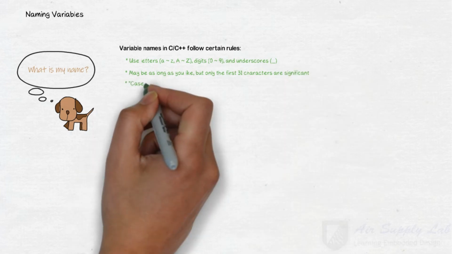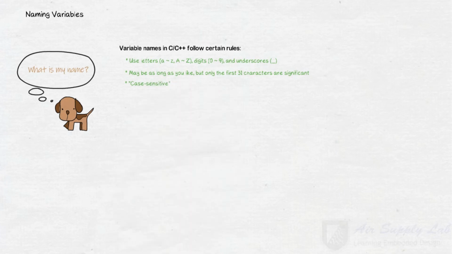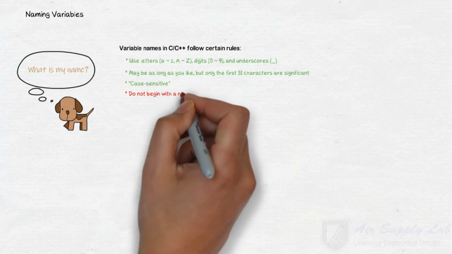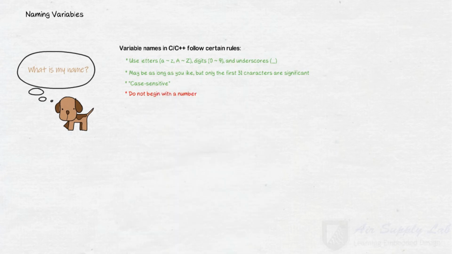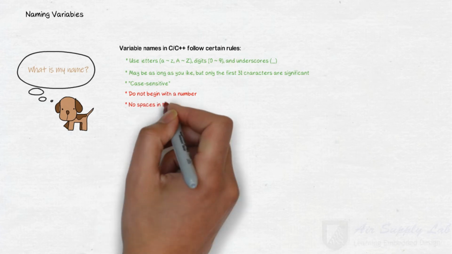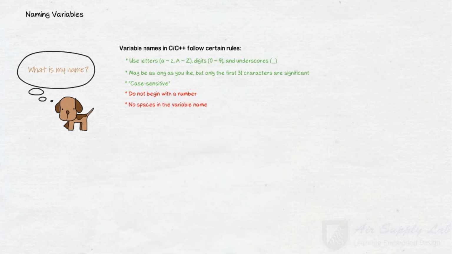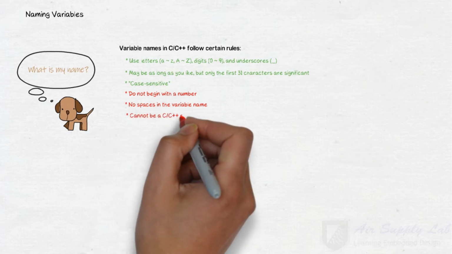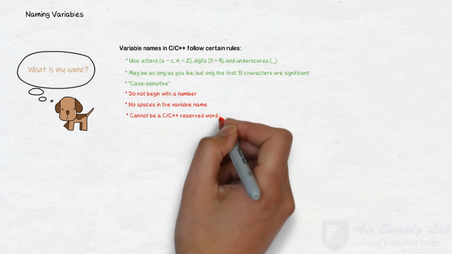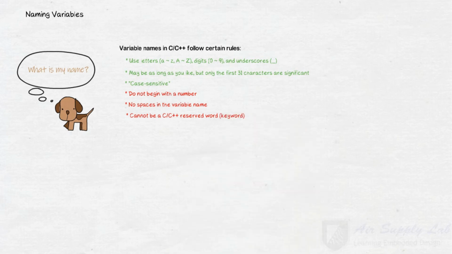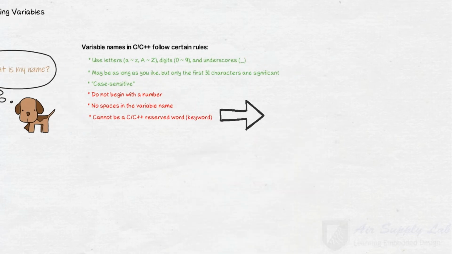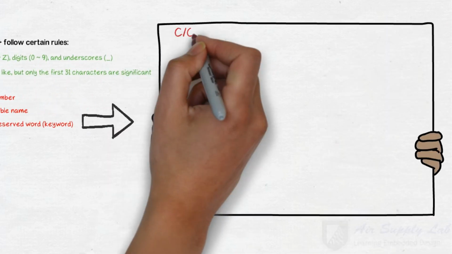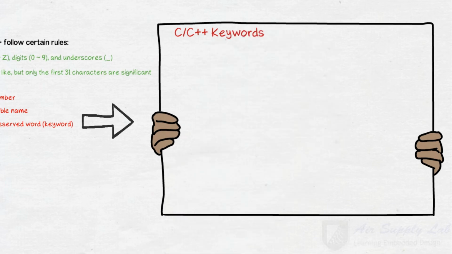Names are case sensitive. Do not begin with a number. No space is allowed in the variable name. It cannot be a C reserved word. Here is a list of C keywords.